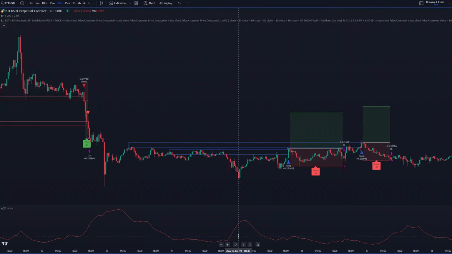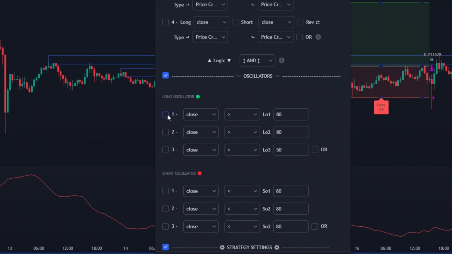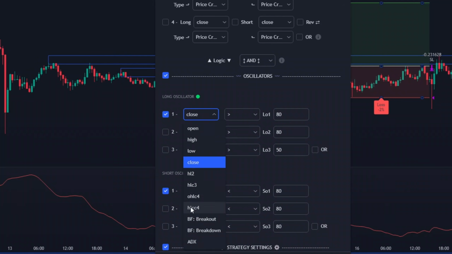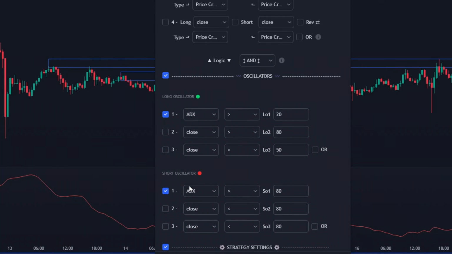so that we will avoid all those trades where the volatility is too low. In order to add these rules, you just need to open the strategy builder, go here in the oscillator settings, and turn on one signal for long and one signal for short. We will select here ADX, same for the short side. So here we want the ADX to be greater than 20, and the same we want for the short position. We want the ADX to be greater than 20.